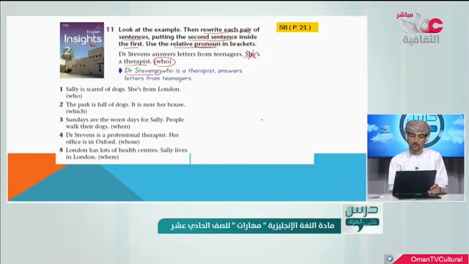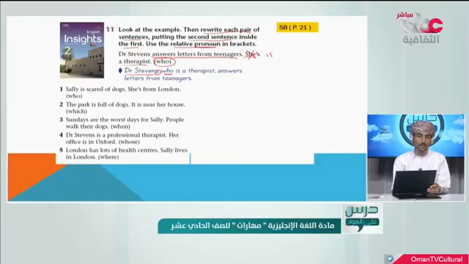And here we have the S, which means she is. So let us write the sentence: Dr. Stevens, who is a therapist, comma, and we will complete the rest of the sentence: answers letters from teenagers.